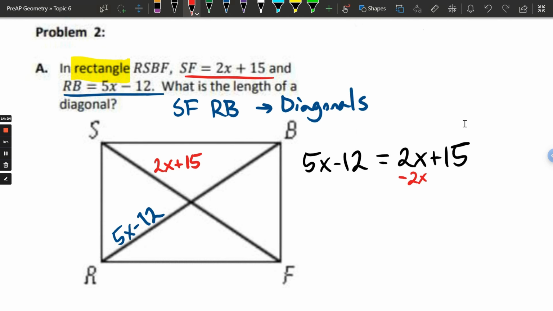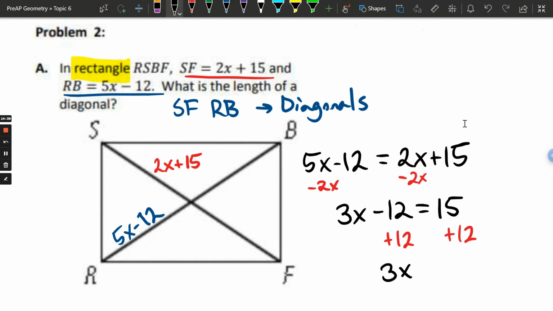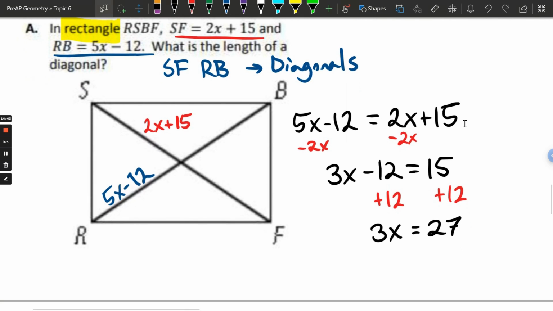Subtract a 2x on both sides to get all of your variables together. 3x minus 12 is equal to 15. We can then add 12 to both sides to get 3x equals 27. The last step would be to divide both sides by 3. 27 divided by 3 is 9. So we get x equals 9.